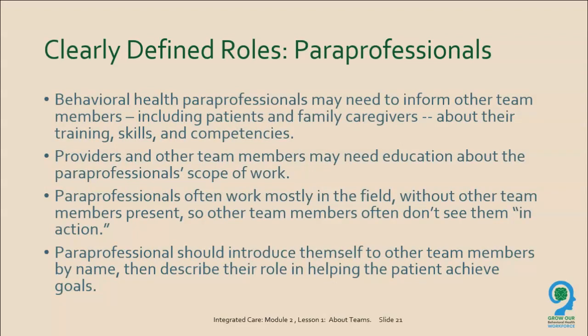Paraprofessionals. Talking about clearly defined roles. Behavioral health paraprofessionals may need to inform other team members, including patients and family caregivers, about their training, skills, and competencies, because they might not know how to work with them. Providers and other team members may need education about the paraprofessional scope of work, what you can and cannot do. I've seen it in clinics. Suddenly the community health worker is asked to perform a task that they're not trained to do, like administering a vaccine, that falls underneath the rubric of the medical assistant. They can mix those up. Conversely, I've seen sometimes physicians say, oh, no, you can't do that, when there is something that's perfectly within your scope of work.